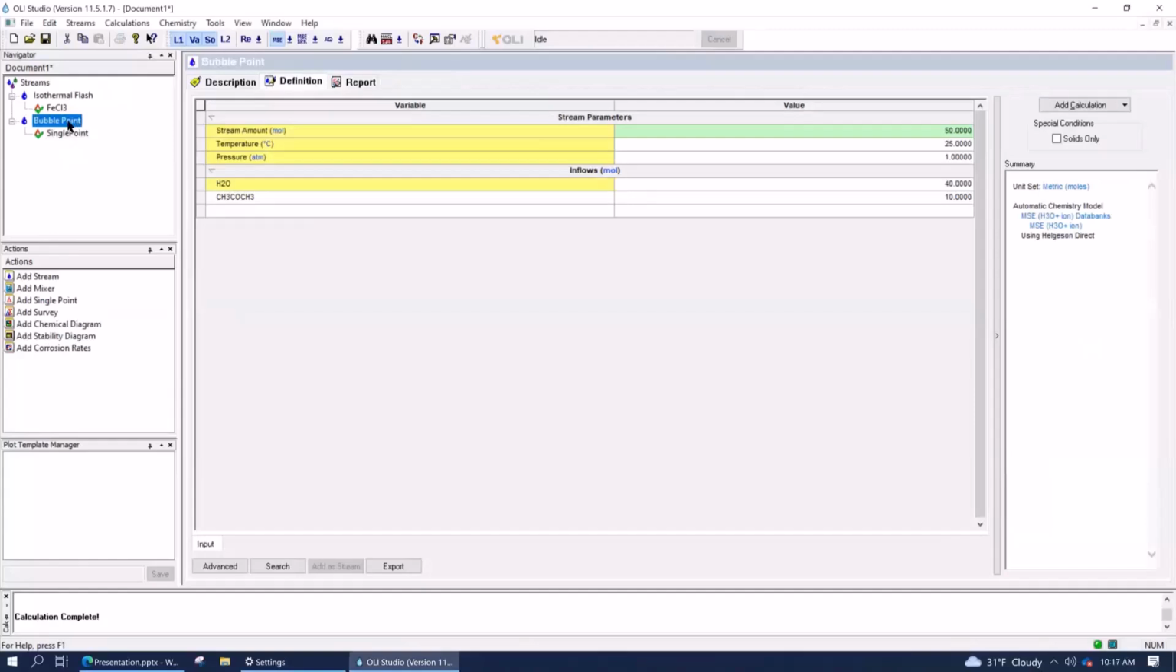So if everybody would click on the bubble point object, right? You should have everything named now. Isothermal flash, bubble point. But make sure that bubble point is highlighted, and then right mouse click on it and select copy. And then go back to the top level stream. Right mouse click and select paste. Doing that, you now create a new stream and calculation object identical to what you just created a minute ago.